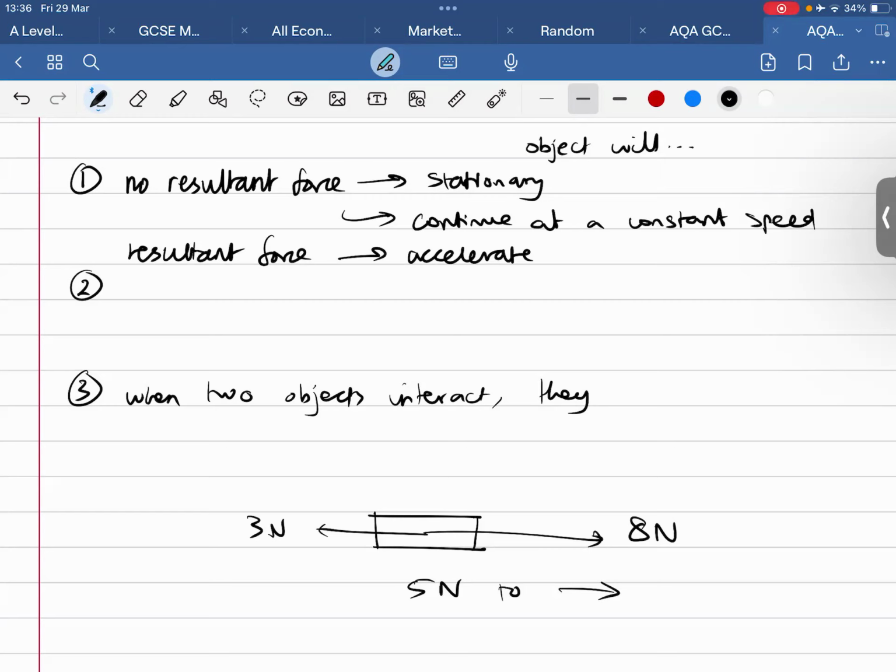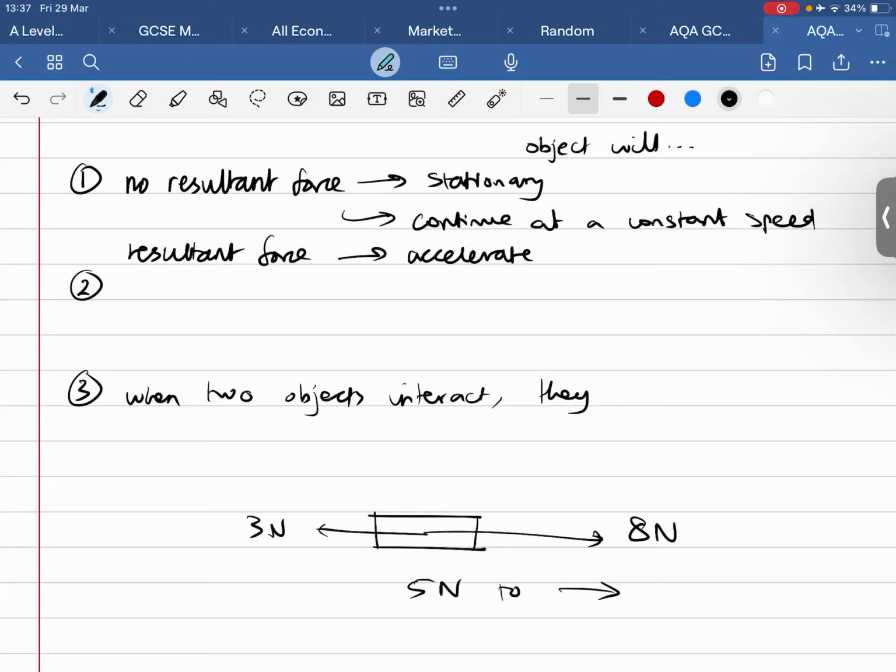So would you have to say if there is a resultant force, it accelerates or decelerates? Yeah. The question will tell you which way it's going. So you could probably just say accelerate or decelerate, whichever one you need to. You don't necessarily have to say both.